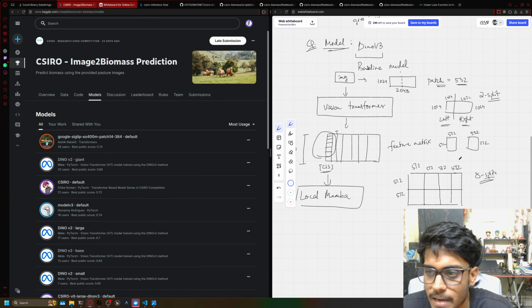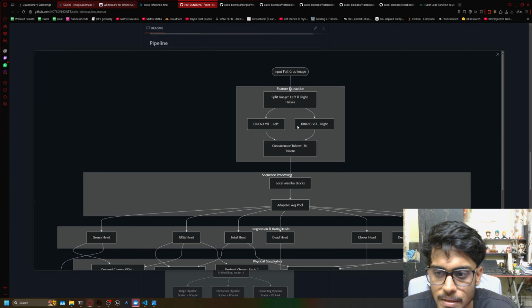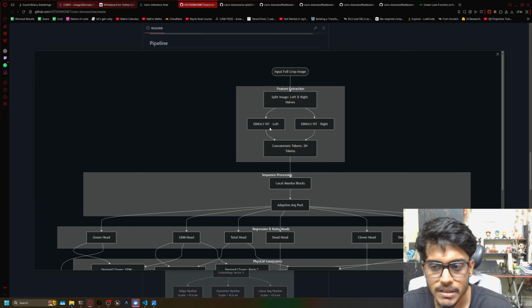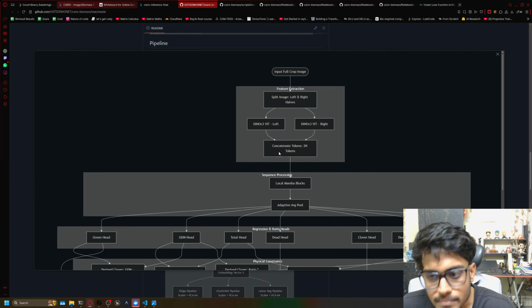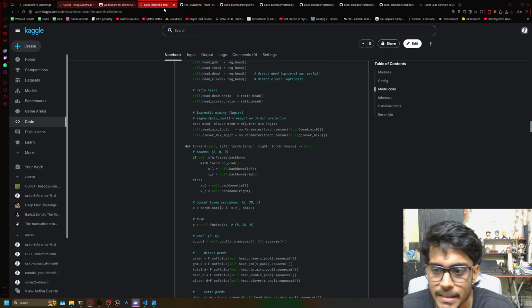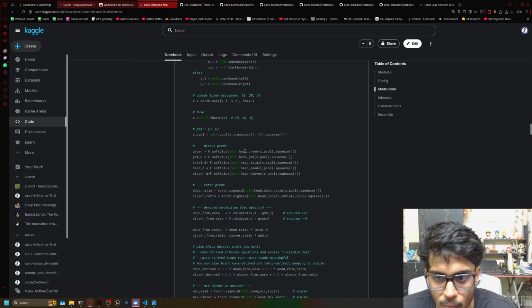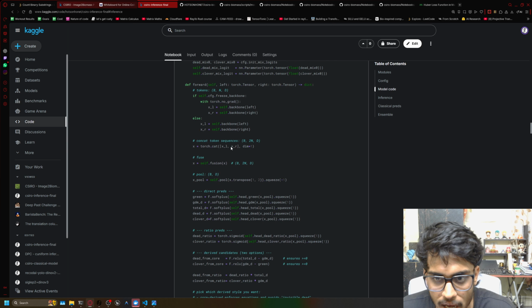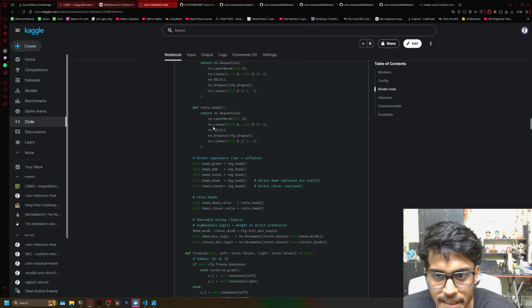After I converted the images into left and right halves, I collected their feature vectors and concatenated them. Then I passed them to the Mamba layers. Once I had those, I created my regression heads.